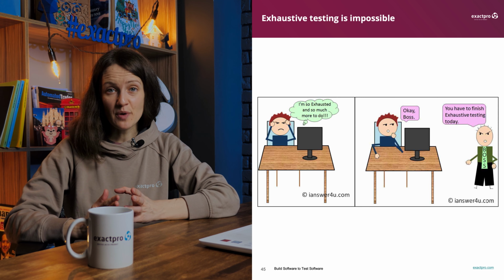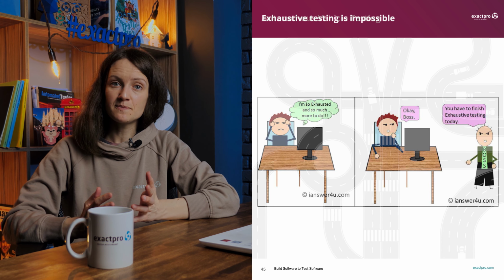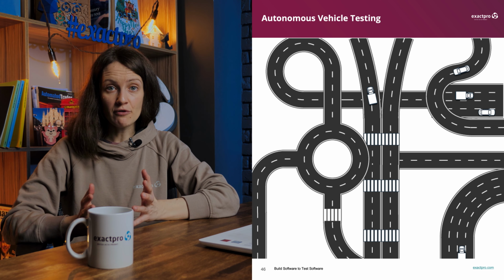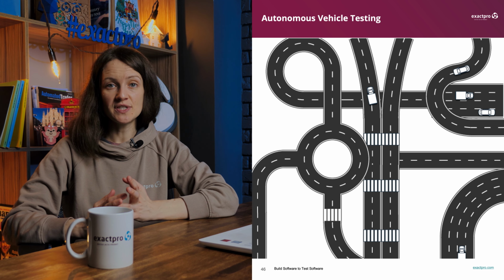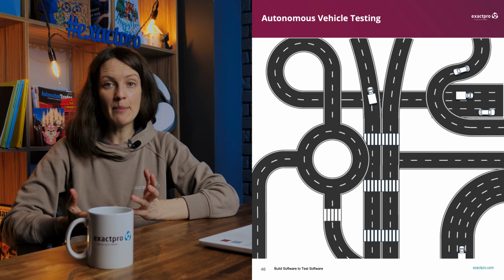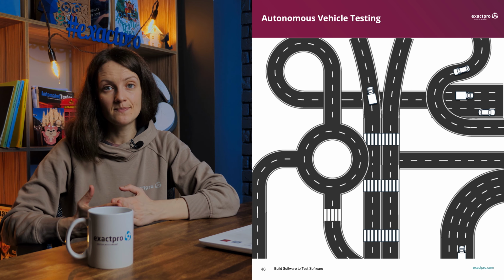Even if you take the simplest program, you will quickly notice that the amount of existing combinations is infinite. Look at autonomous vehicles. There's an infinite amount of roads, pedestrians, other transportation, road signs, and combinations of these traffic participants. We cannot possibly foresee all potential scenarios of what can happen on the road, but our goal is to identify the most critical ones.